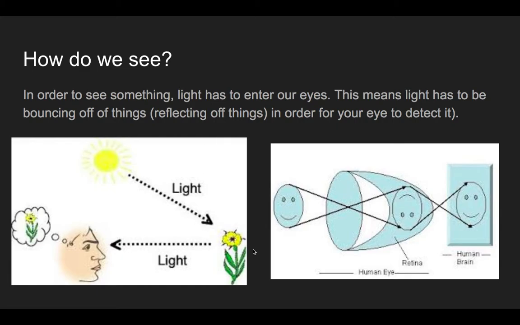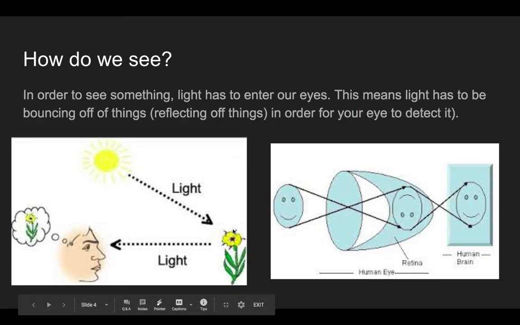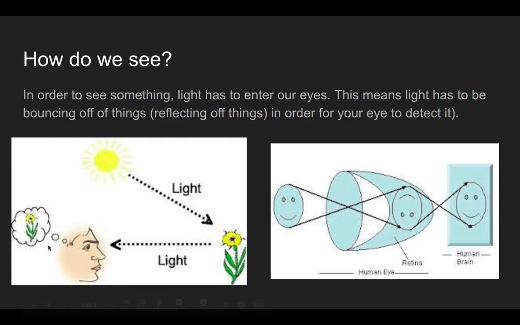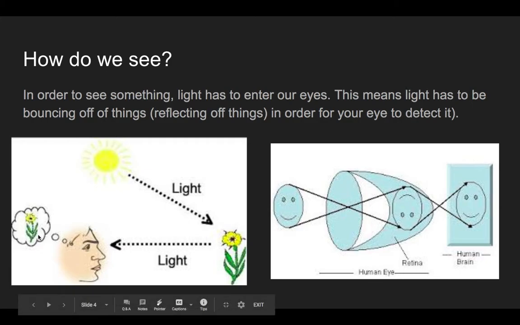But that means that every single object that you can see has to have light bouncing off of it. And we call this reflection. The idea is you have some kind of light source, in this case, like the sun. That light hits the object, and then that light bounces off. That's what you can see.